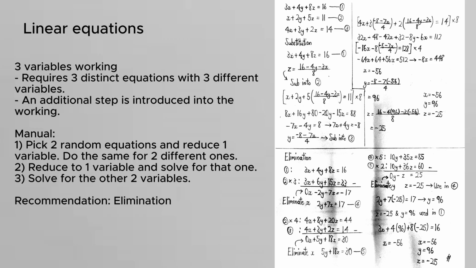You can clearly see this in the working that I made, and you can look into it for substitution and elimination. Then after you reduce to 2 different variables, reduce it to 1 variable, just like in the linear equation working with 2 variables, and solve for that 1 variable. Then you can use the variable that you have and solve for the other 2.